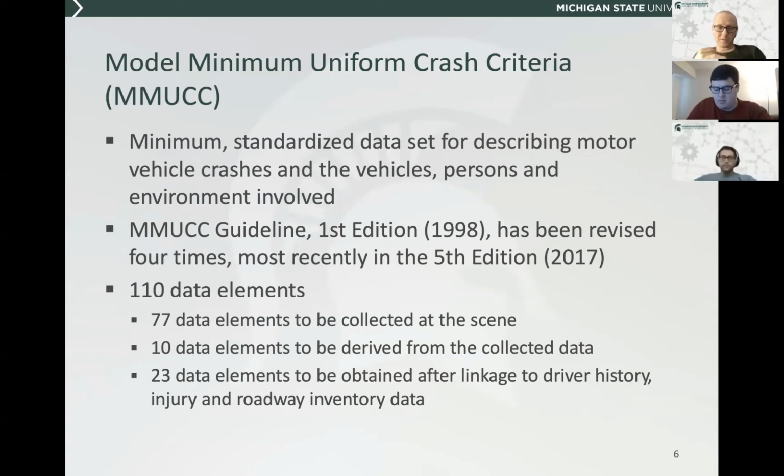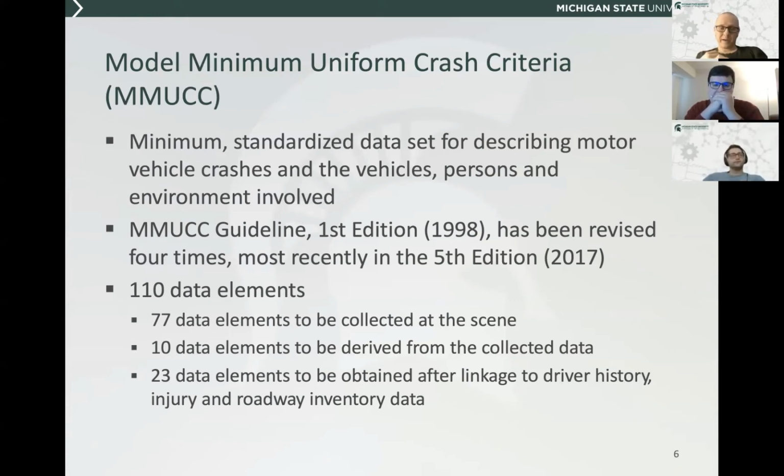And so the first edition of these guidelines was developed back in the late 90s. We're currently at the 5th edition, I believe, which is still the most current. This basically outlines 110 different data elements that agencies, and these aren't a federal mandate here, so this is guidance as opposed to a standard necessarily, but most states are very well aligned with these minimum criteria. And so 77 of those 110 are elements that are collected at the scene by the investigating officer. These would be the fields on the UD-10 crash report form, for example.